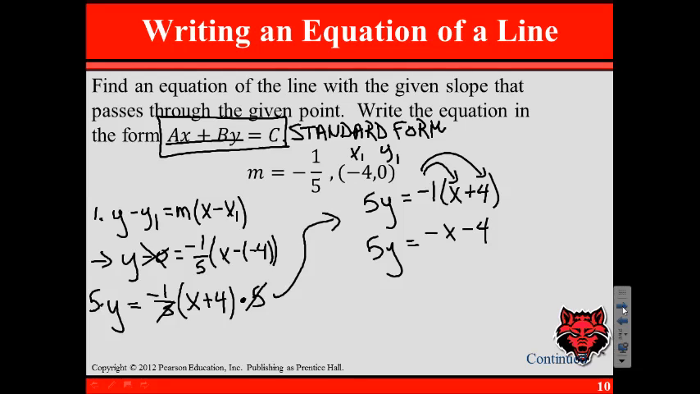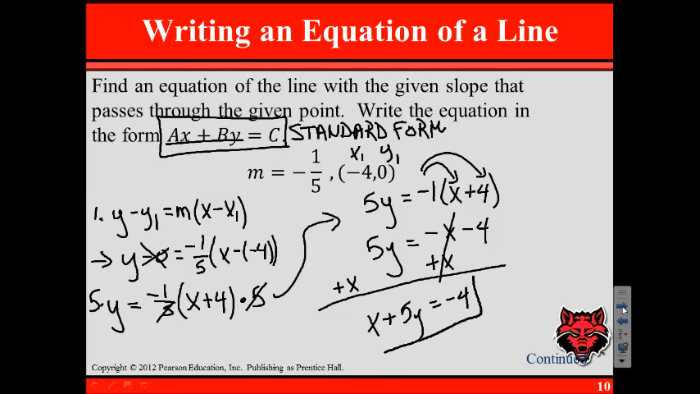At this point, we want x and y on the left-hand side, so we change the sign of x so we can move it across the equation. The opposite x's cancel on the right side. We're left with x plus 5y equals negative 4. And this is the equation solved in standard form.